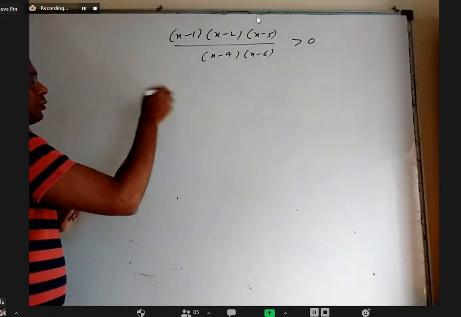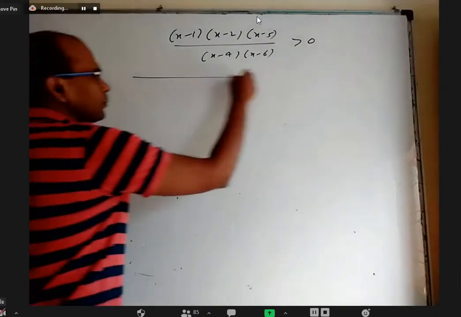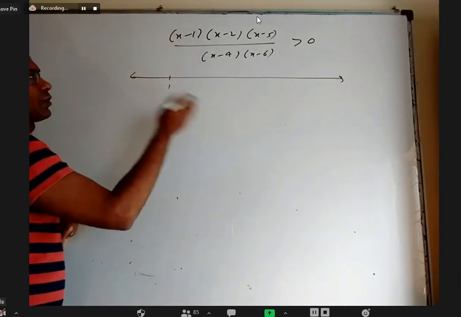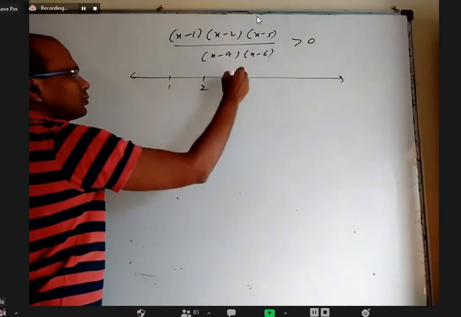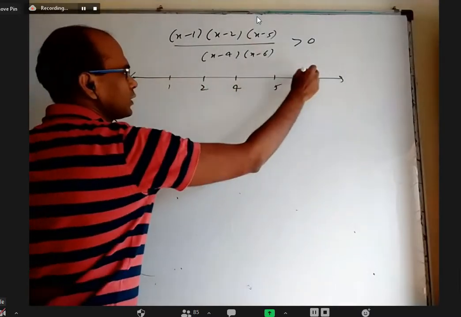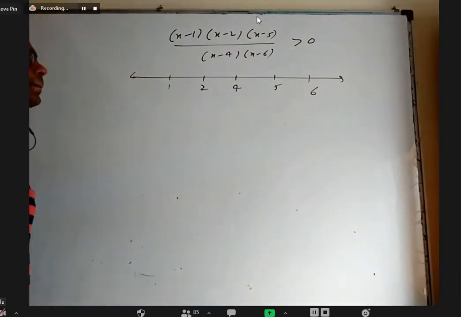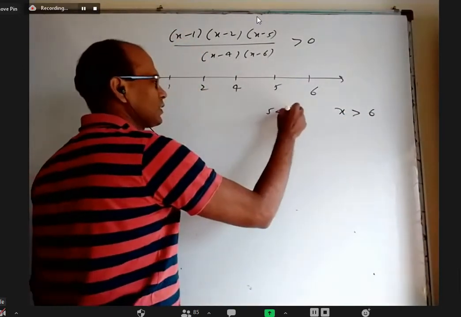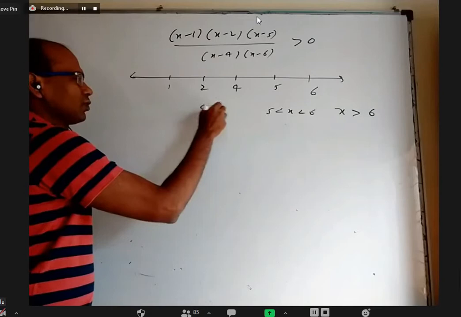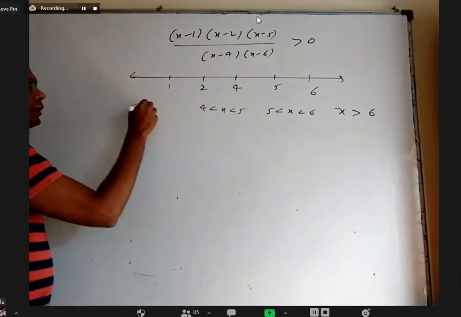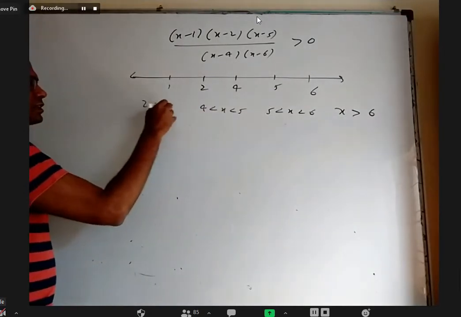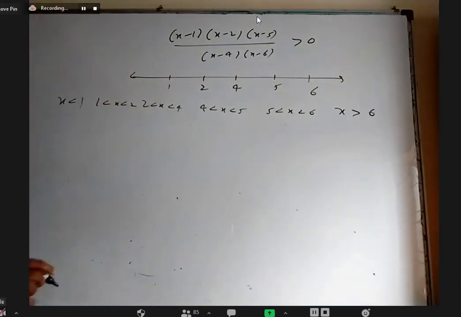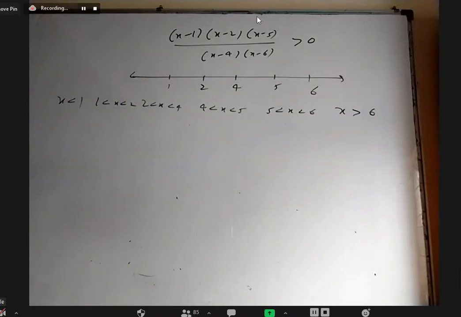Okay. So I want to take a number line. Whether this is positive or negative depends on whether it's after 1 or before 1. This will depend on 2, 4, 5, and 6. So I'm going to take x greater than 6, 5 less than x less than 6, 4 less than x less than 5, 2 less than x less than 4, 1 less than x less than 2, and x less than 1.